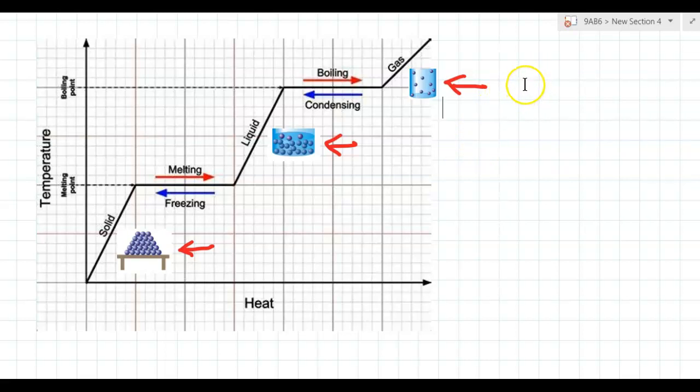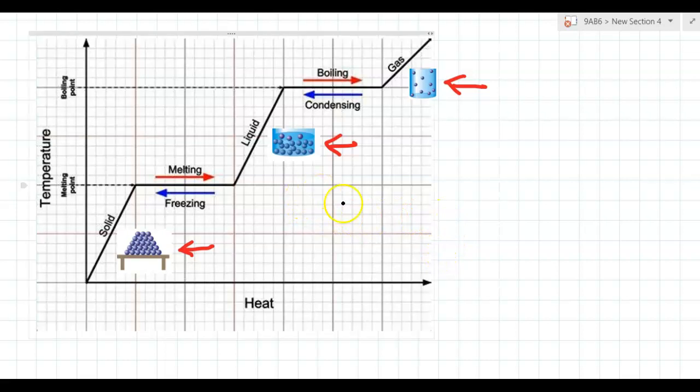Liquids boil and turn into a gas, and that's where the particles have really big spaces between them and are moving around randomly. So gases will always fill the container that they're in. Liquids and solids will both have a fixed volume, but liquids take the shape of their container, whereas solids keep their own shape.